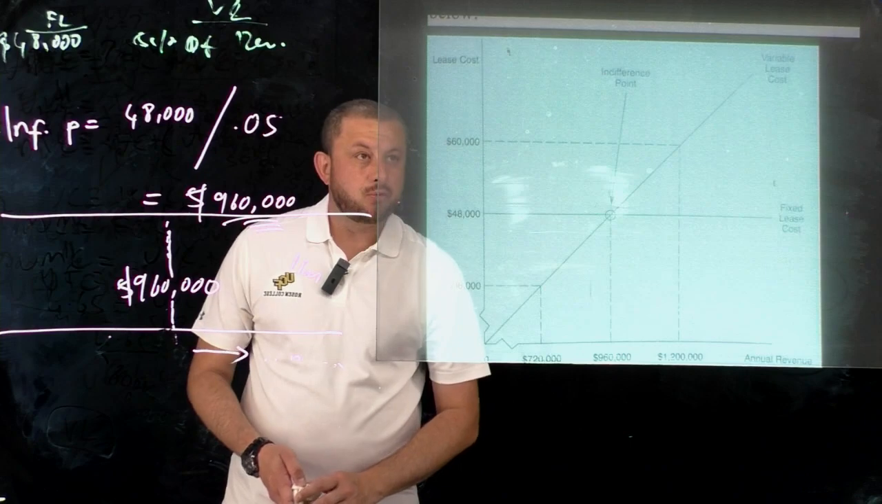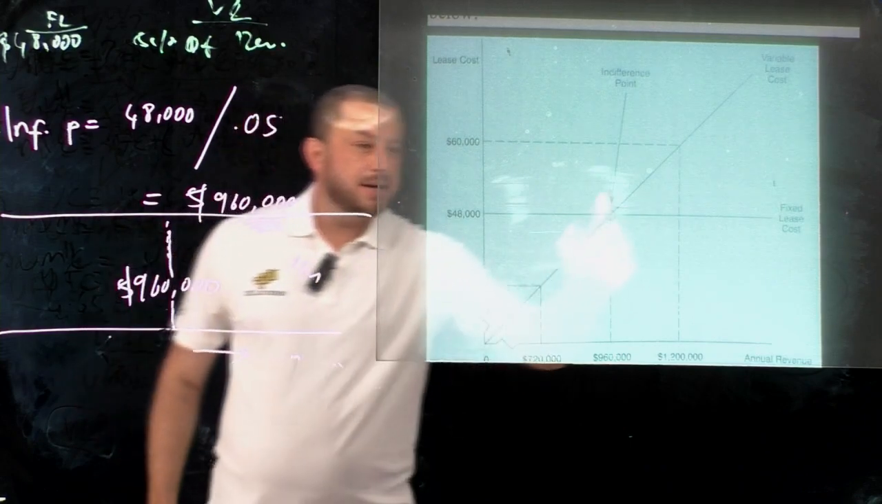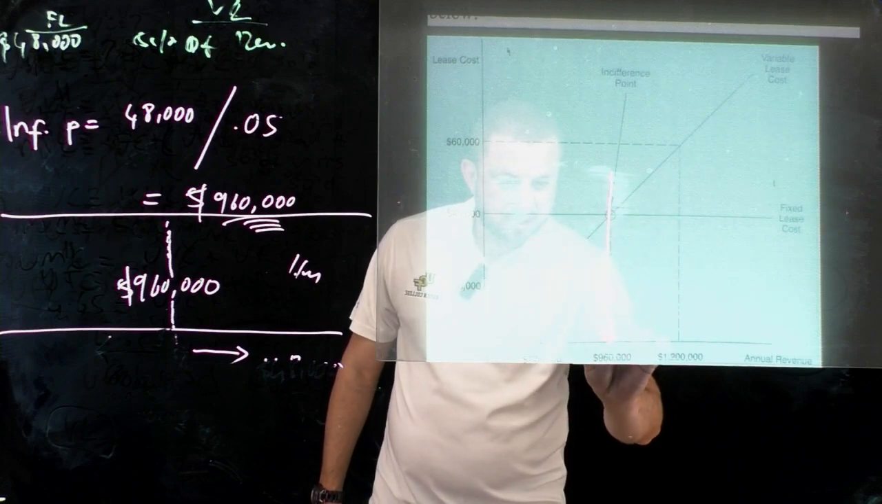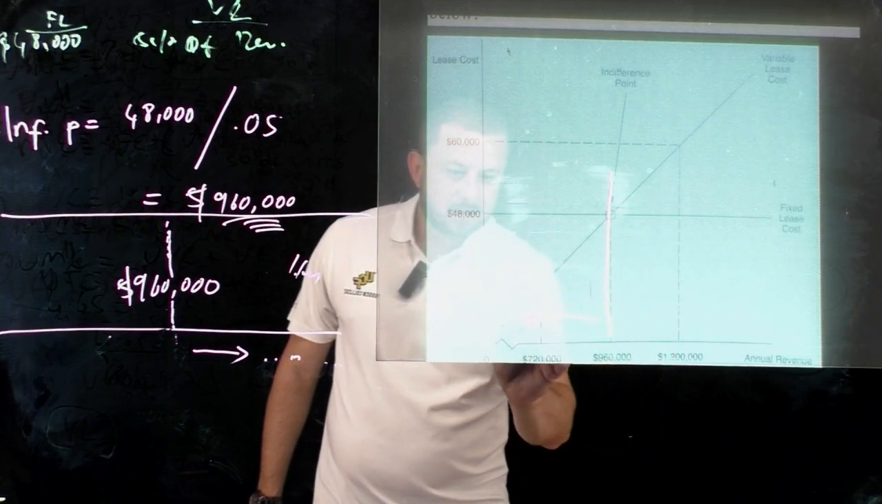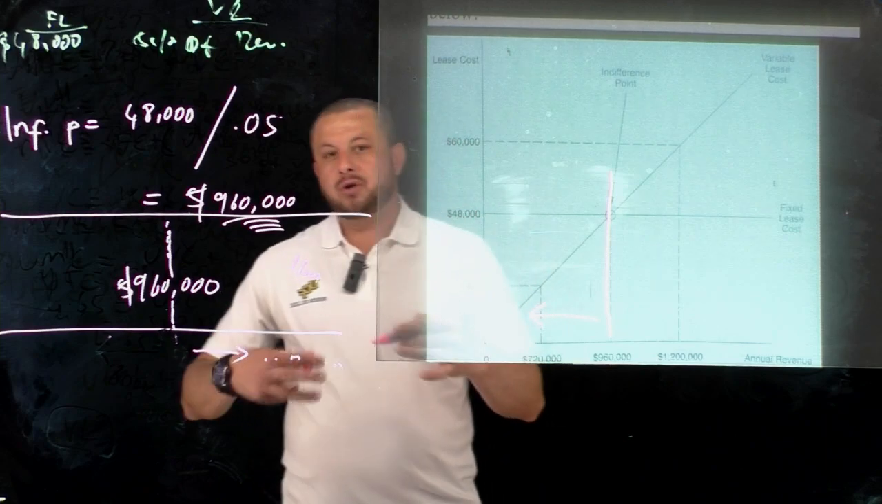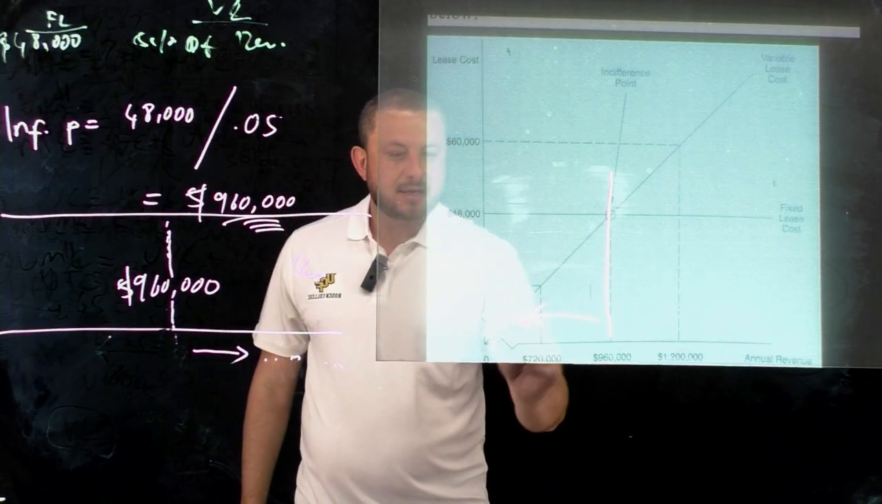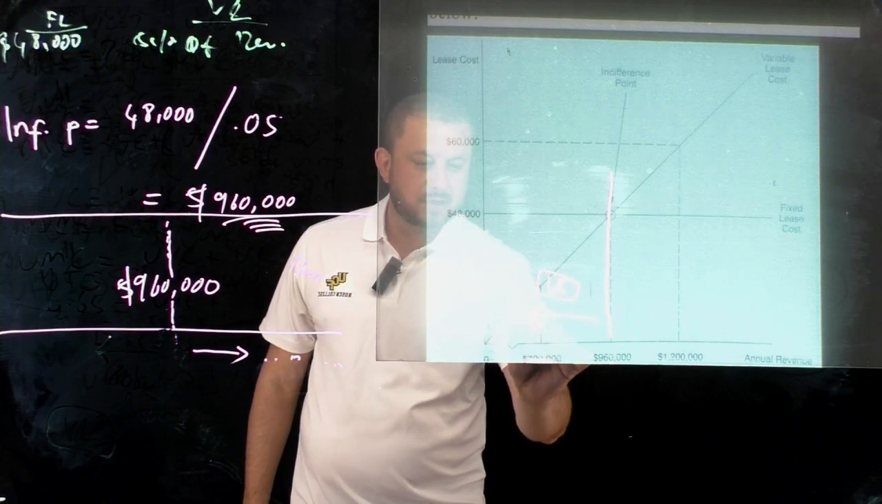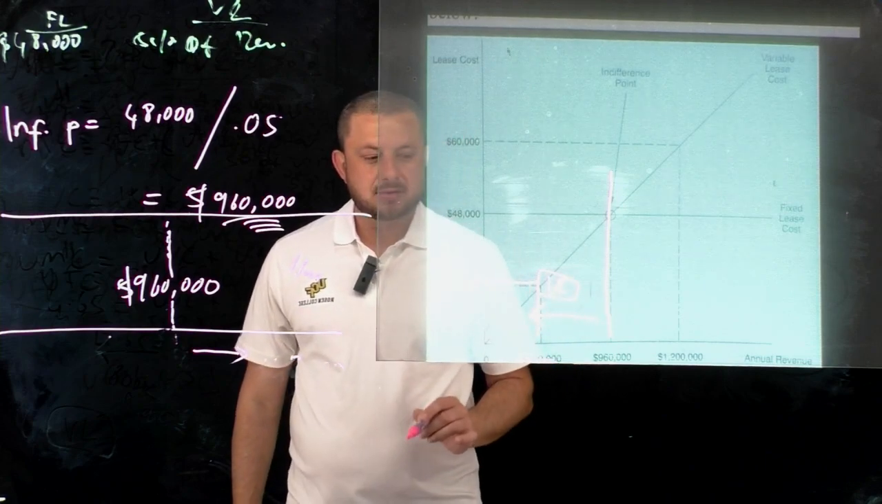This is the solution of what we just did. Okay, guys, $960,000. As you can see, it is right here. This is my indifference point. Anything this side, any revenue points this side, the variable lease becomes beneficial. For example, $720,000 right here. Look, I only paid $36,000.